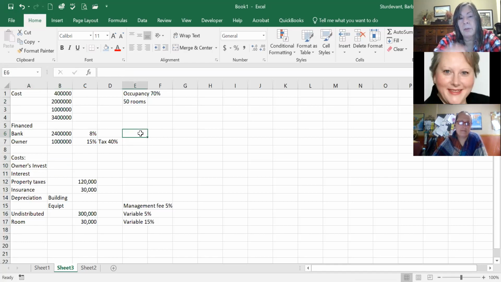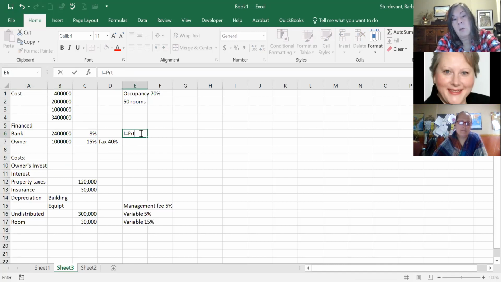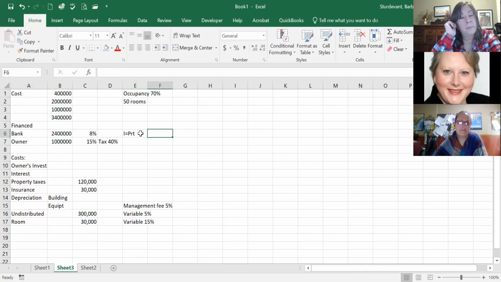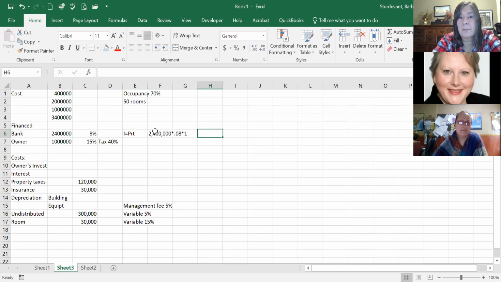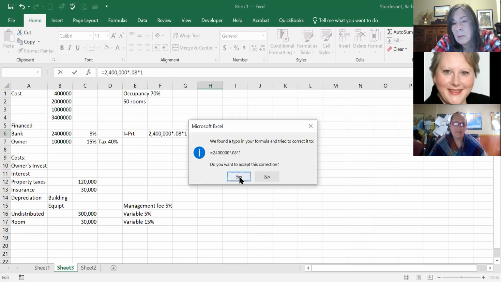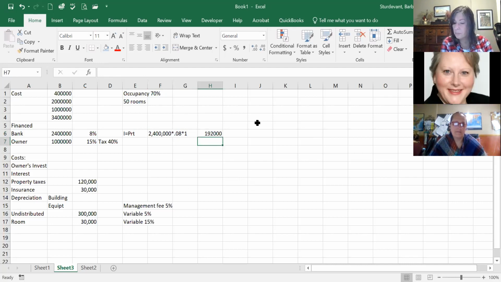All right, so let's go do the bank first. The bank, remember, we use the I equals PRT formula. Your time with these is always for a year because we're figuring this out for a year. So we're going to take the 2,400,000. We're going to multiply by 8% for 1 year. Okay, everybody all right with that? Again, as I go through, if you have questions, ask. Okay. Everybody okay with the interest? Yes. All right, so we're going to put interest down here.